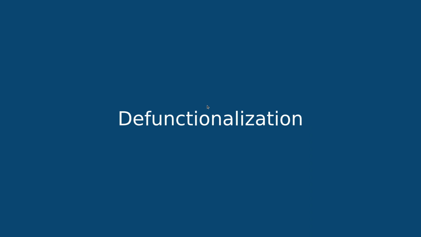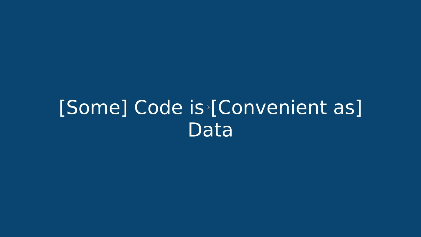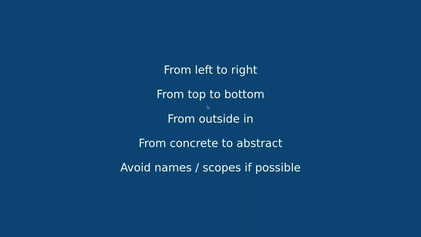The functionalization: how to basically make everything data so that it can be serialized and shipped around and run in different places and different runtimes and different environments. The idea that code is data, and some code is convenient as data. The fact that code is data is a fact, but some code can be conveniently presented and manipulated as data.